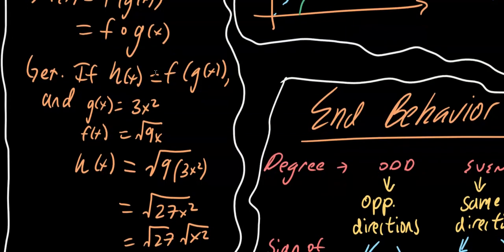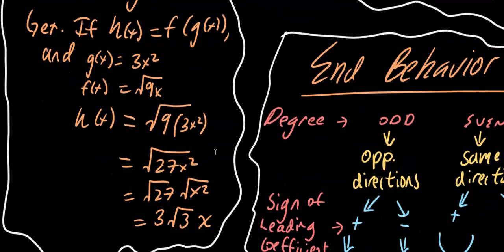If we have h of x is equal to f of g of x, and g of x is equal to 3x squared, and f of x is equal to the square root of 9x, that means that h of x is equal to the square root of 9 times 3x squared. Alright, let's take a look at that again. So we see how the 3x squared essentially just takes the place of the 9x inside of the f of x. That's kind of what we're looking for here, and here's just some work that would simplify that equation.